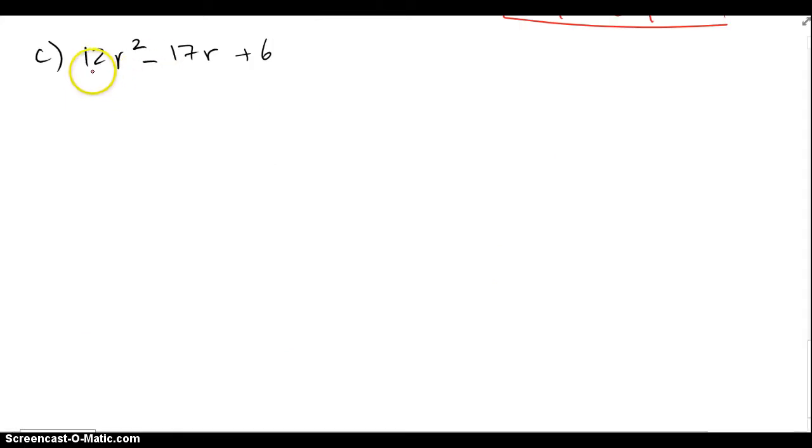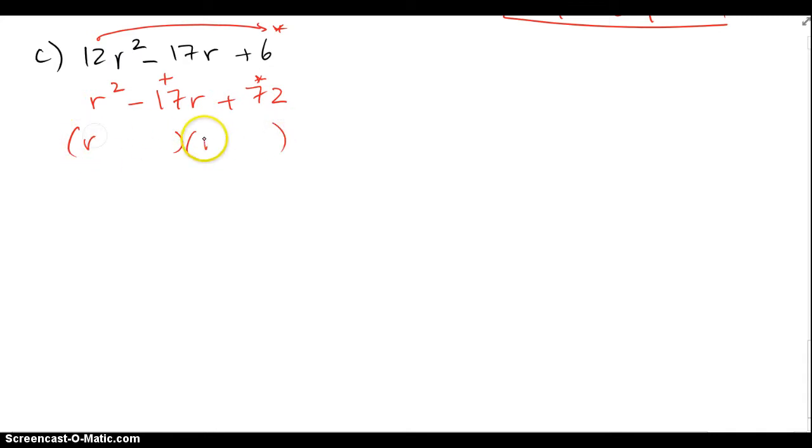Okay, next one. Again, my first check is to see if I can pull out a GCF, greatest common factor. I can't, so I move the 12 up and multiply it with the 6. That's going to give me the r squared minus 17r plus, it looks like, a 72. Now with this new problem, I need two numbers that multiply to a positive 72 and add to a negative 17. So I will have r and r multiplied. And if the numbers are big, just make yourself a little chart and go through all the factors of that number.